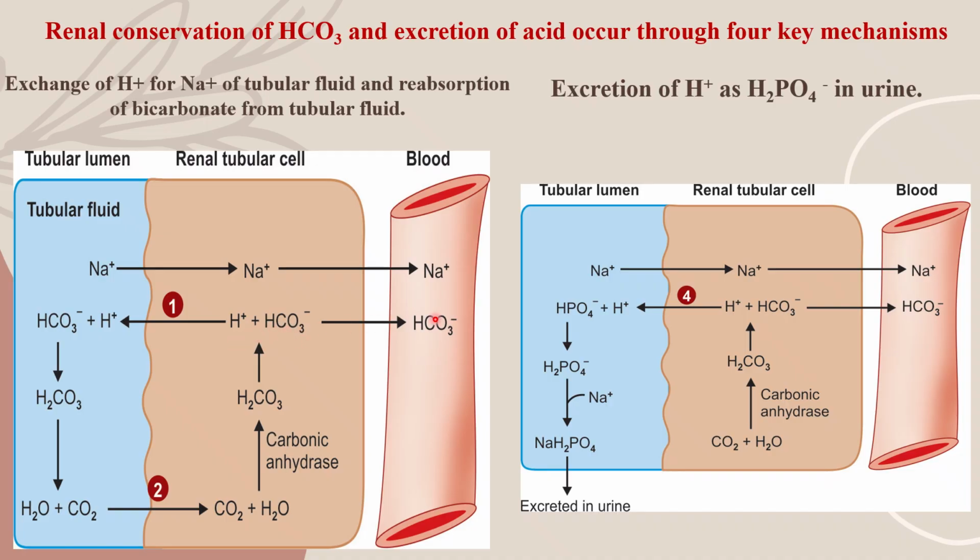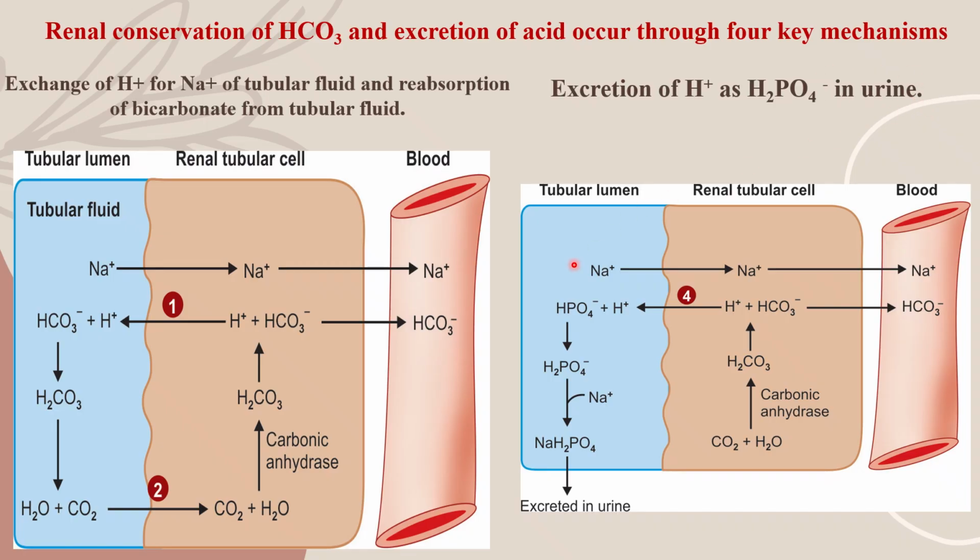They reach the blood. In exchange, to nullify the anionic effect, a counter sodium ion is also absorbed from the tubular fluid into the renal tubular cell and finally to the blood. So this is how, from the tubular fluid, there is a conservation of sodium and a conservation of bicarbonate.